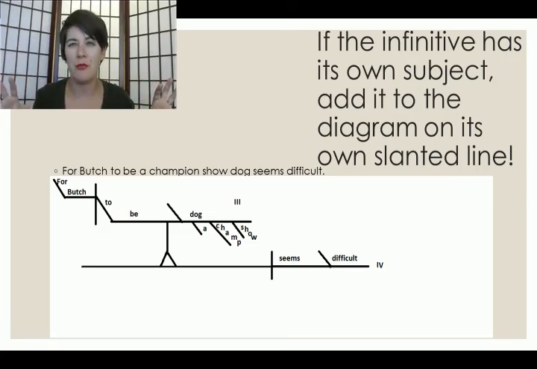But the infinitive phrase goes on the pedestal here, and its own subject goes on a sort of slanted, jagged main line of its own. Make sure you separate the two of them. This is a pretty rare construction, but we do want to know how to diagram it. I have a hunch we'll be seeing something like this on our midterm.